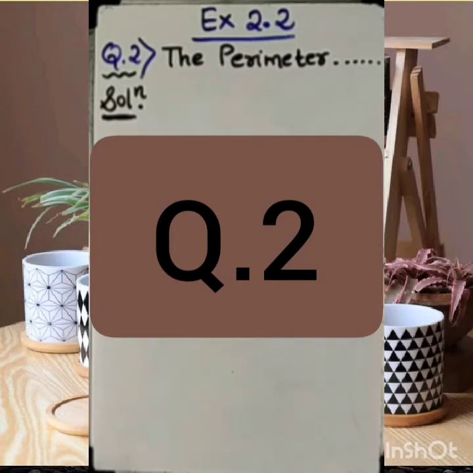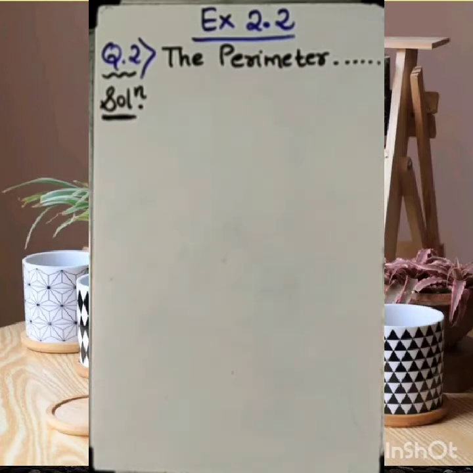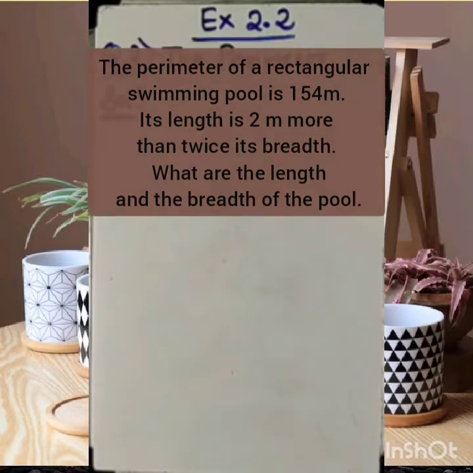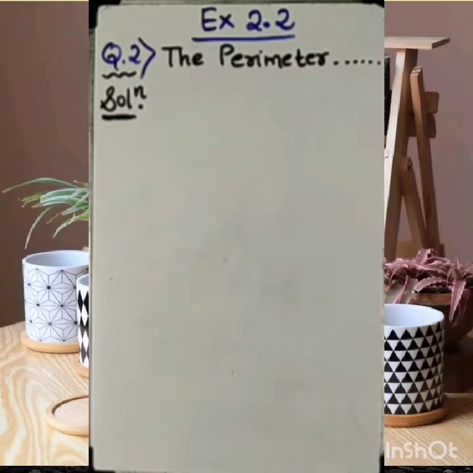Now, question number 2 of exercise 2.2 is in front of you. What is the question? The perimeter of a rectangular swimming pool is 154 meters. If the length is 2 meters more than twice its breadth, what are the length and the breadth of the pool? Fine. This is the question. First of all, they have given us neither the length nor the breadth.